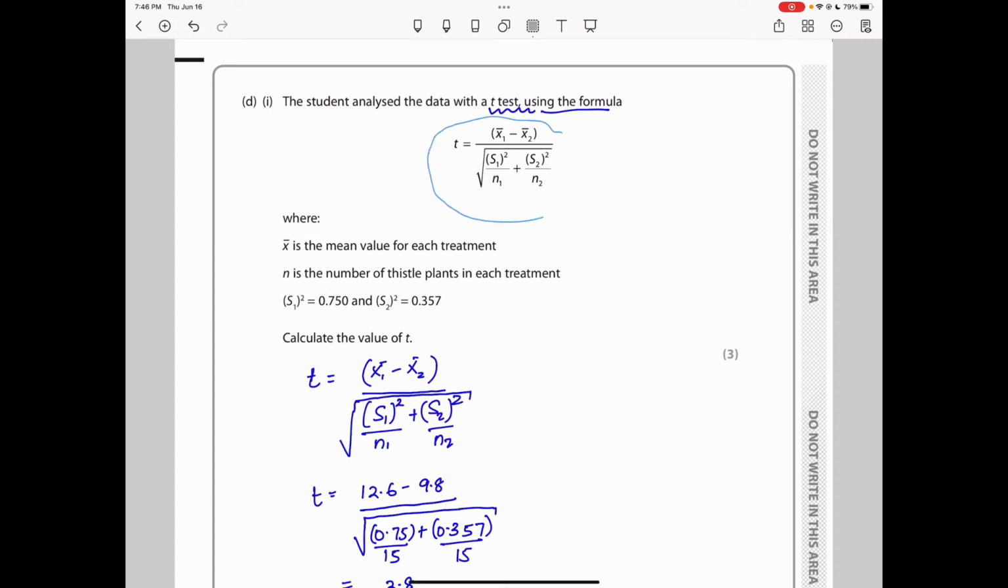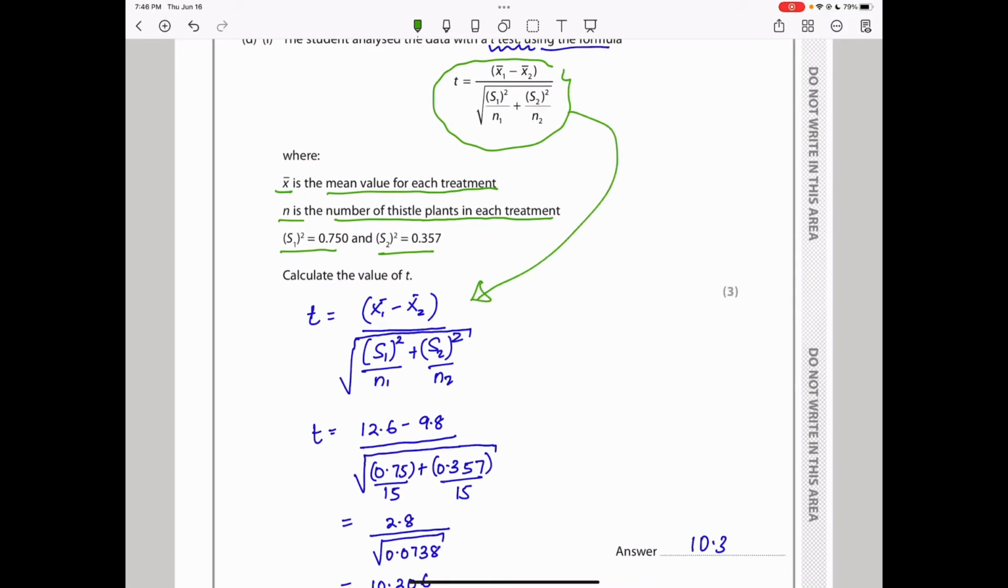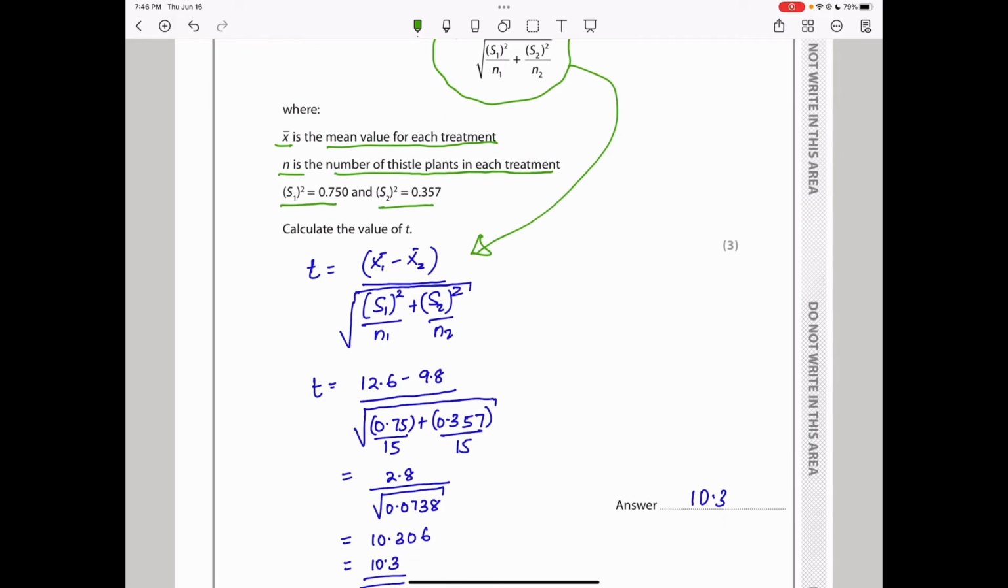This formula, you have seen it many times. So they've given us that x bar is the mean value of each treatment and n is the number of thistle plants in each treatment. They've given us S1 squared and S2 squared, so they want us to get that. We have everything, we just have to substitute into here. So I substituted. Remember, this is the mean from the first experiment, and that is the second one.